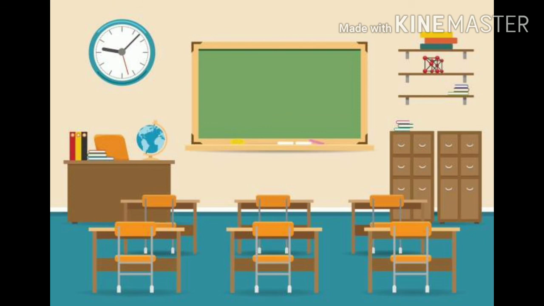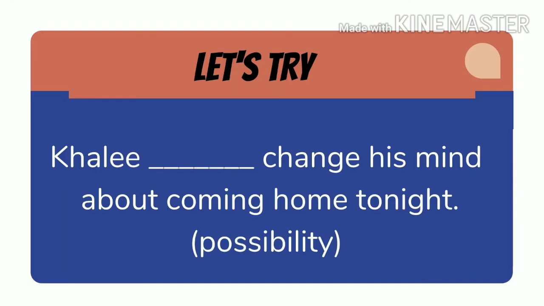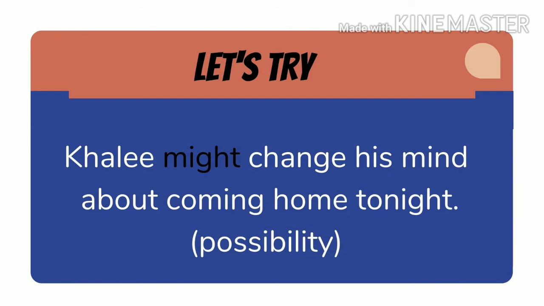Next example. Kali blank changed his mind about coming home tonight. So, possibility. Under possibility, we have might or may. When we say might, lesser chance. When we say may, we have a bigger chance. So, what are we going to use? Okay, very good. We're going to use might because we are not sure if Kali will change his mind about coming home tonight.